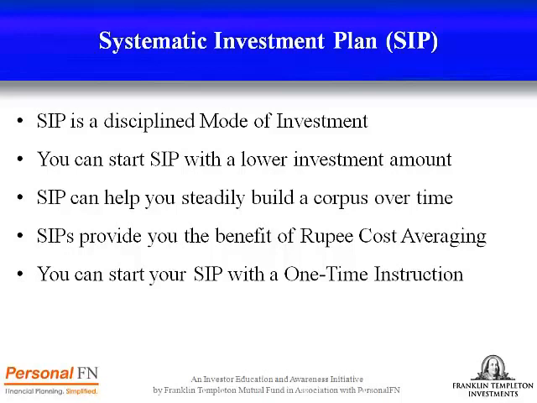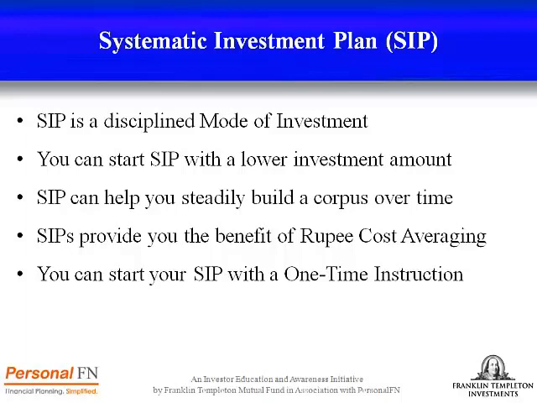You see, if you make a one-time investment, you may need a minimum amount of rupees 5,000. But by opting for the SIP mode, you can start with an amount as low as rupees 500 per month. So, SIP can help you steadily build a corpus over time. With the power of compounding, SIPs can be a smart financial planning tool that may help you create wealth in the long run. SIPs provide you the benefit of rupee cost averaging.